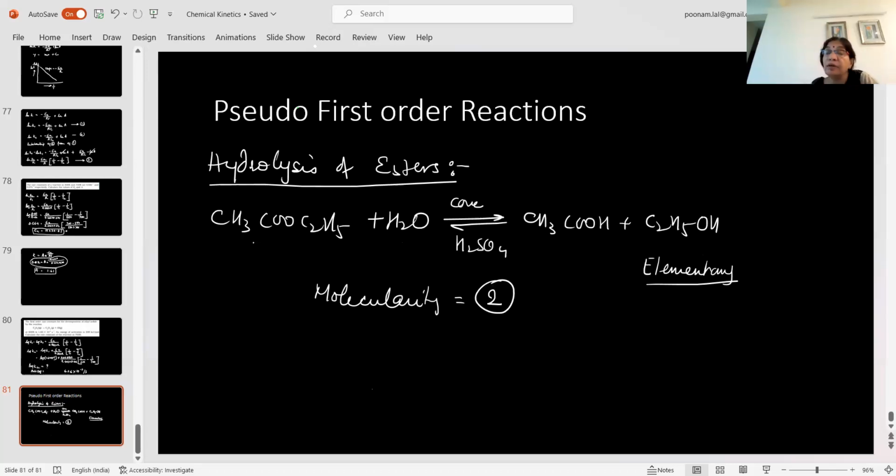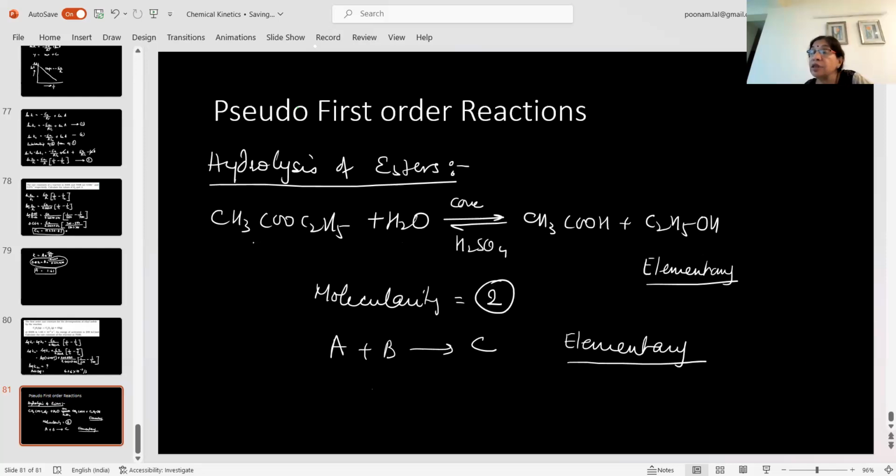What did I explain the other day? I told you that if there is a reaction A plus B giving C, and it is an elementary reaction, which is one where the order and molecularity of the reaction are the same, or the reaction takes place in a single step, with no multiple steps, then for such a reaction the molecularity is equal to 2. Why? One of this and one of this. And the order of this reaction will also be 2.